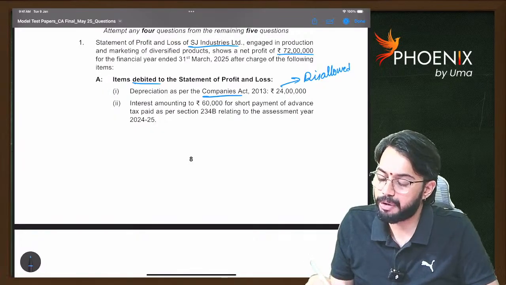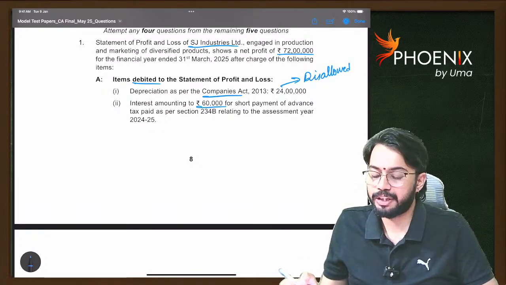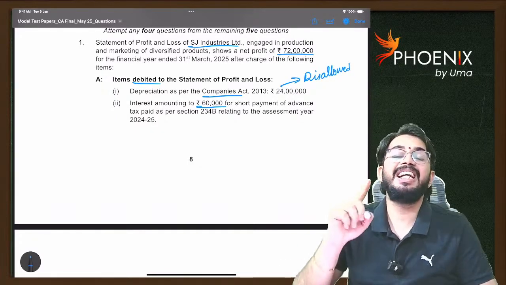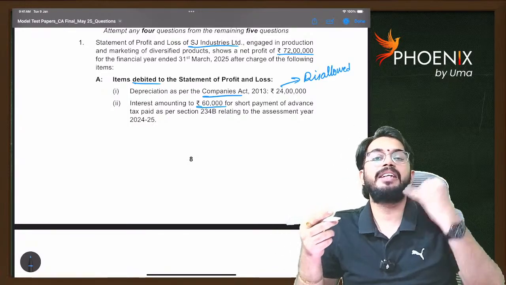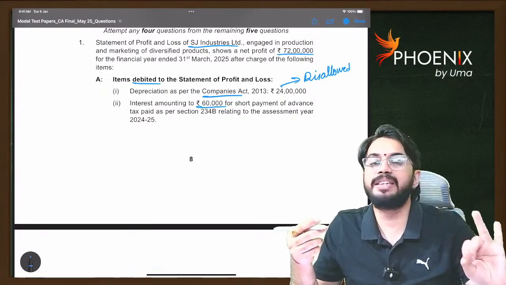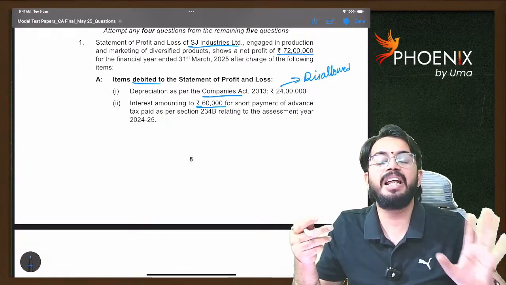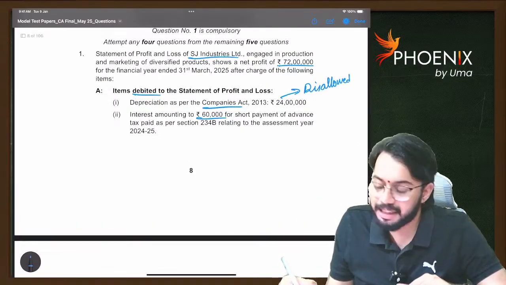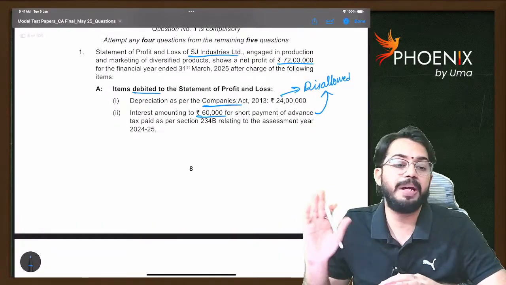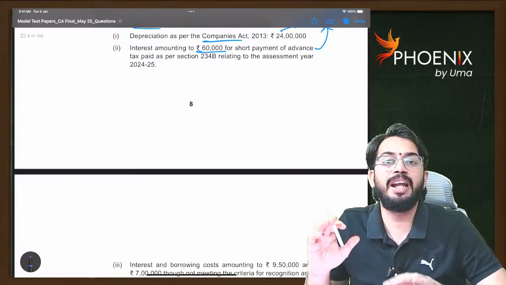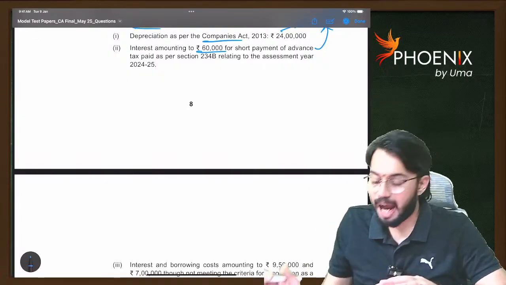Next, interest amounting to 60,000 for short payment of advance tax. Interest on advance tax under Income Tax is not allowed. Late fees, penalty, whatever the amount paid under Income Tax, that is not allowed. That is to be disallowed. Expenditure disallowed, what we need to do? We need to add back.